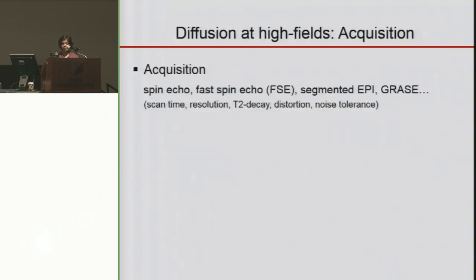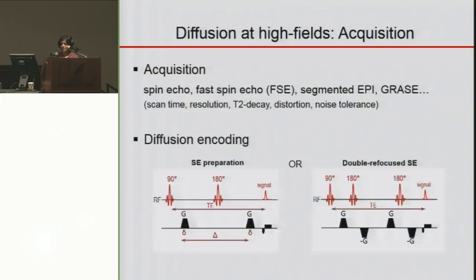So Dr. Miller covered all about acquisition this morning, so I'm only very briefly going to touch upon a couple of additional things that we need to know for diffusion on preclinical systems. So for acquisition, we can use any of the standard sequences that we have, and this depends on your scan time, resolution, T2 decay, and noise tolerance. And then for diffusion gradients, we can use the very conventional spin echo that you've seen before, or we can use bipolar diffusion gradients that I've shown on the right.